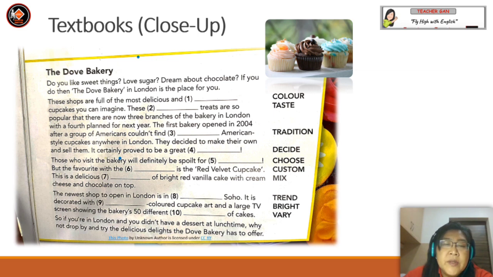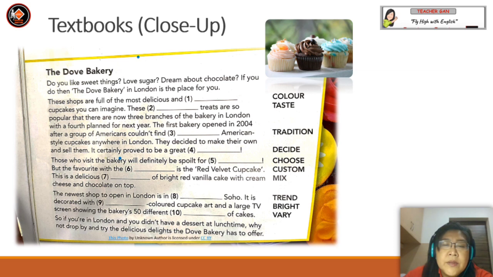It certainly proved to be a great, so number 4 is related to decide. Those who visit the bakery will definitely be spoiled for, so number 5, clue given is choose. But the favorite with the, 6th clue is given custom, is the red velvet cupcake. This is a delicious, number 7, clue is mix, a bright red vanilla cake with cream cheese and chocolate on top. The newest shop to open in London is in, okay, number 8, the answer is related to trend.